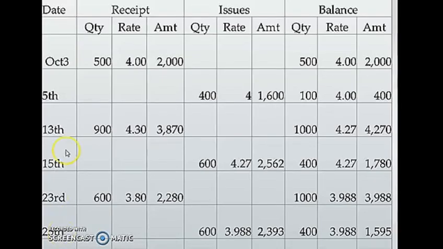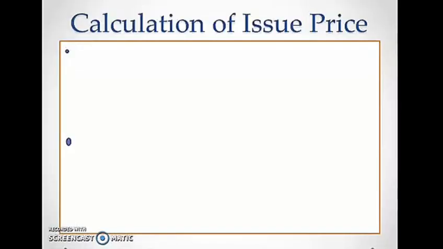Next, on 13th October there is a receipt of 900 units at rupees 4.30, and the total amount is 3870. By adding these two, 900 units plus 100 units, we write 1000 units here. Now we are in the position of writing the rate here. We have to decide which amount we are going to write, so we move to the formula.